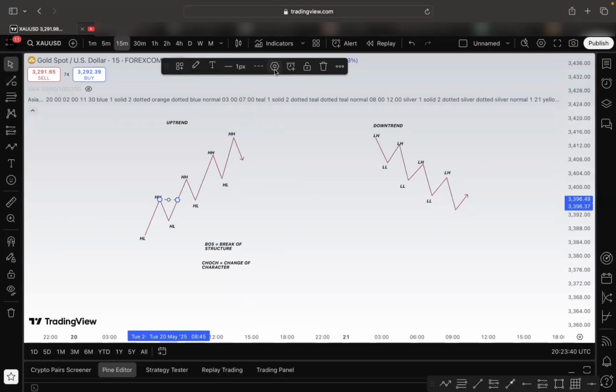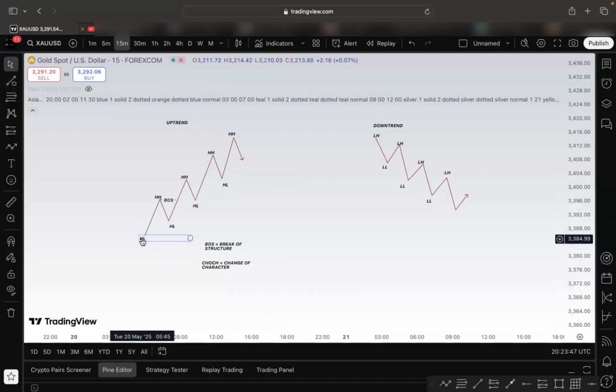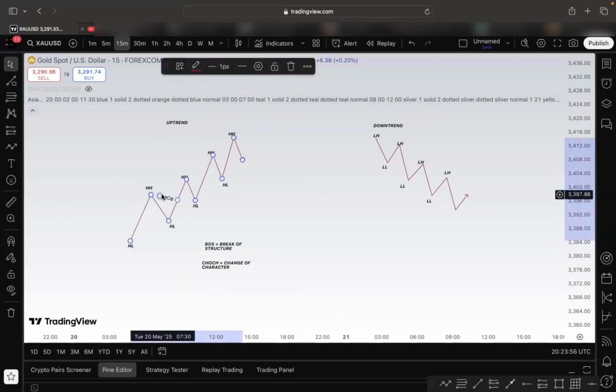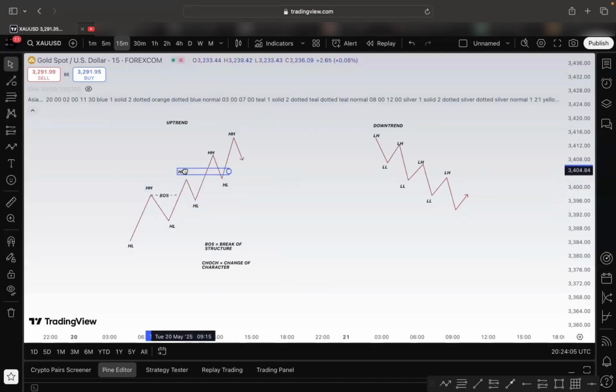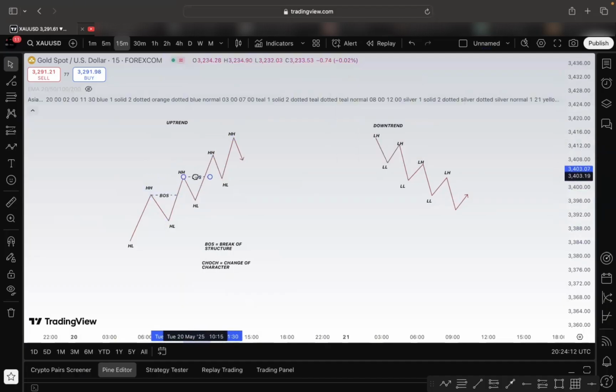Okay, so break of structure occurs when the previous high has been broken. That's if it's an uptrend. Let me widen this a bit. So this is a break of structure. When price breaks the previous high in an uptrend, we call it a break of structure. So you have another break of structure here. Another break of structure would be here.